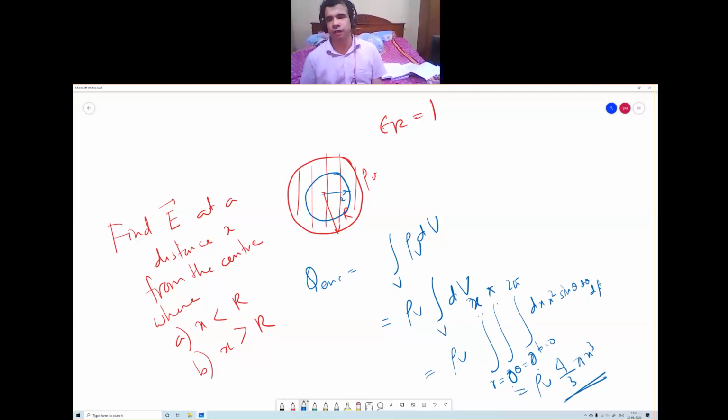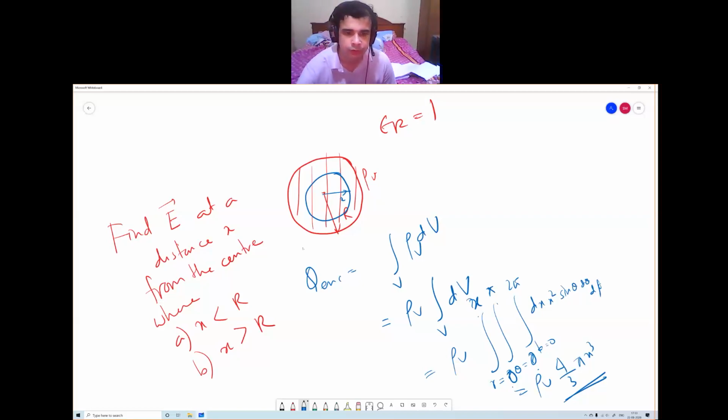This is the volume of our sphere with radius x. So obviously the charge per unit volume is constant through the sphere. The charge enclosed will be the charge per unit volume times the volume of the sphere, and the volume of the sphere, as is well known, is 4 by 3 pi x cubed. So this is the Q enclosed.